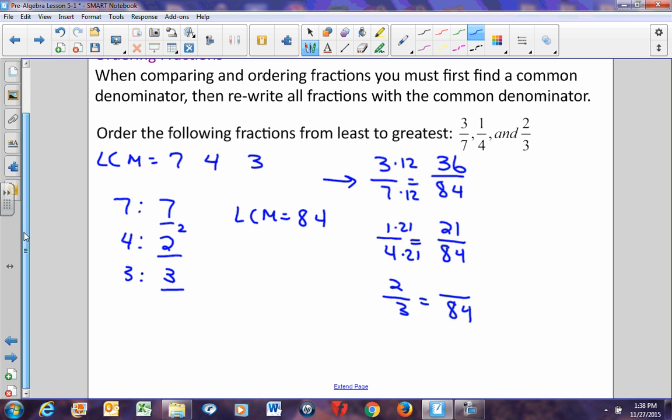For 2/3, I have the 3, I need the 4 and the 7. 7 times 4 is 28. So I'll multiply the bottom by 28 to get 84. I multiply the top by 28 to get 84. 28 times 2 is 56.